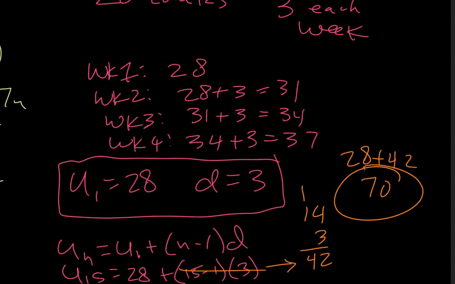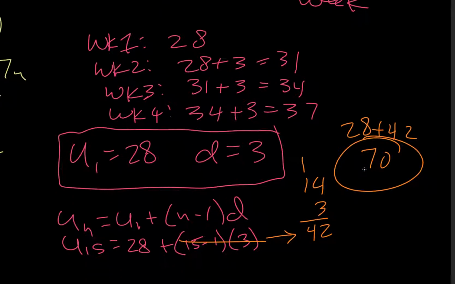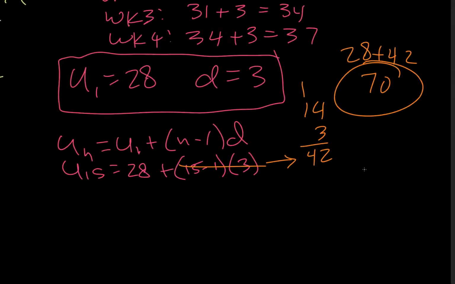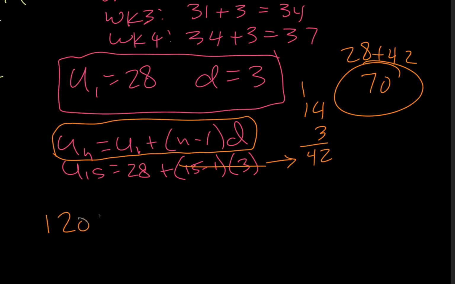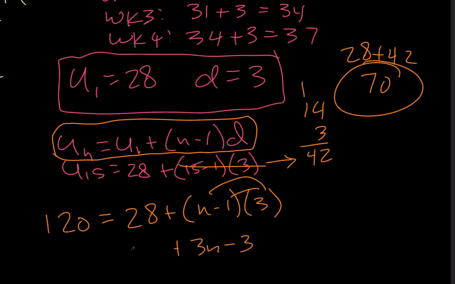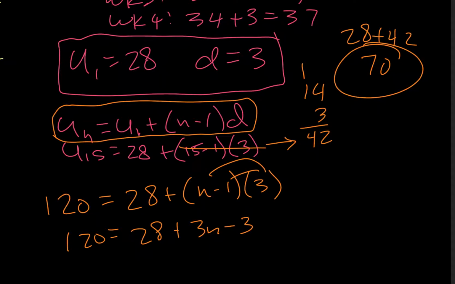And the final one, part D, when does Ryan send his 120th comic strip? Okay, so once again, we're going to use this, but we're going to say 120 is that one. We still start at 28. We don't know what N is, but we still know that D is 3. So N is going to tell us on which week number he sent it. So we need to distribute 3n minus 3. Still have this 28 and the 120.